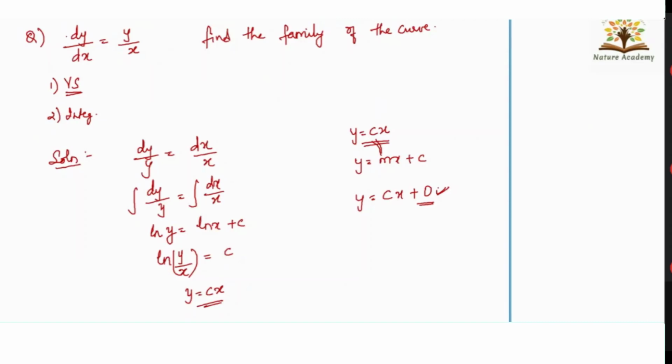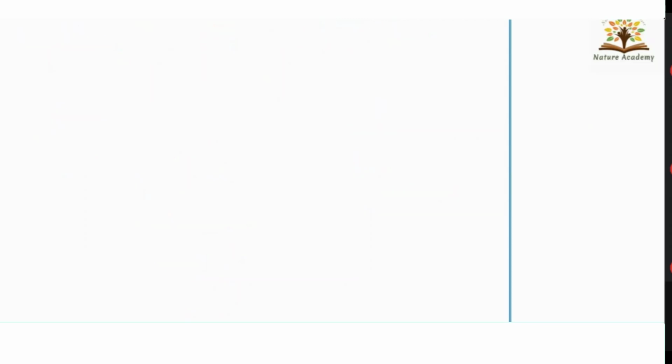Okay, so moving on to the next type of question. One type was they will give you a differential equation and tell you to find the curve. Now the next type of question is they will give you a curve. Then you have to find the orthogonal family of the curve. Means one curve will be given, and you have to find the other one which is orthogonal to it.